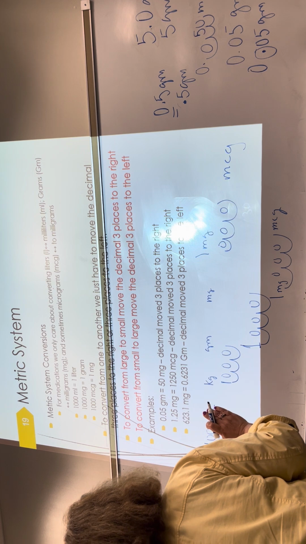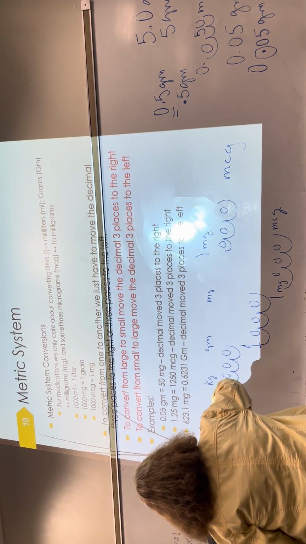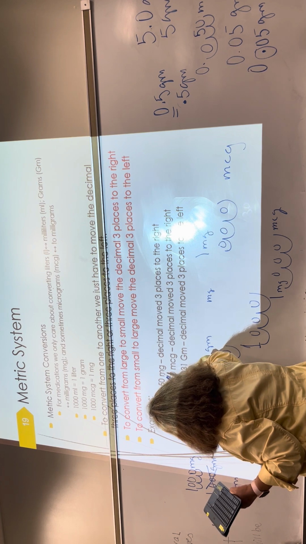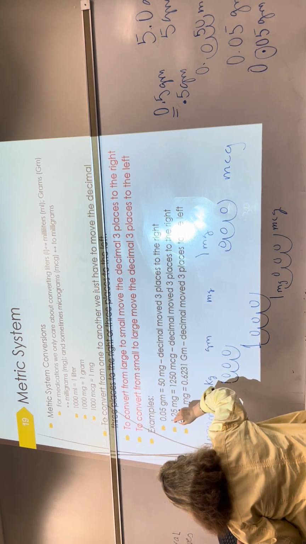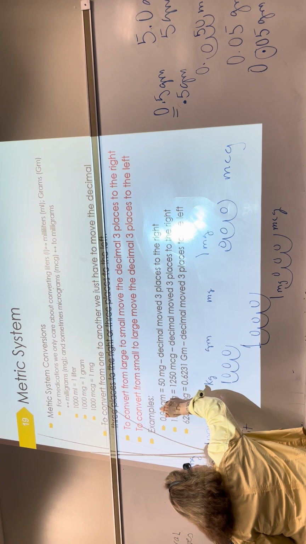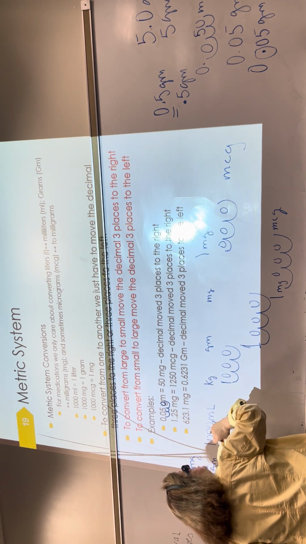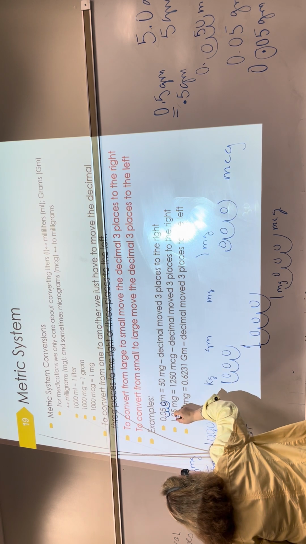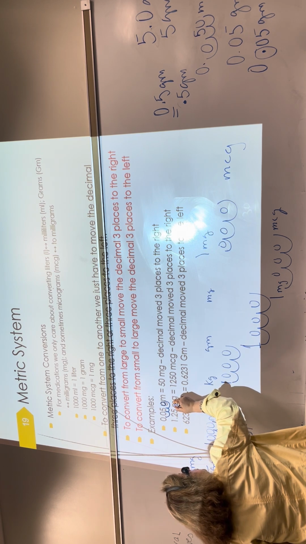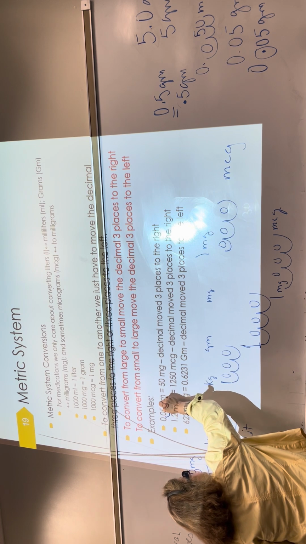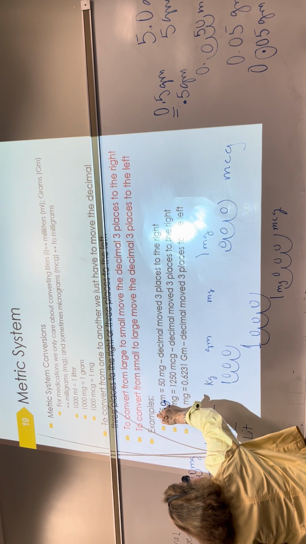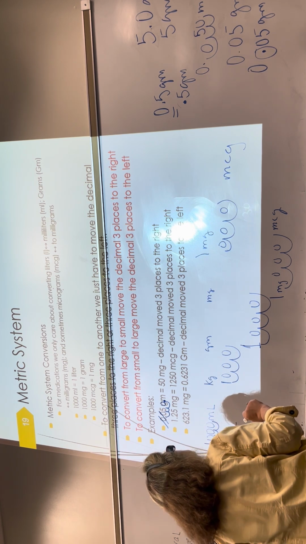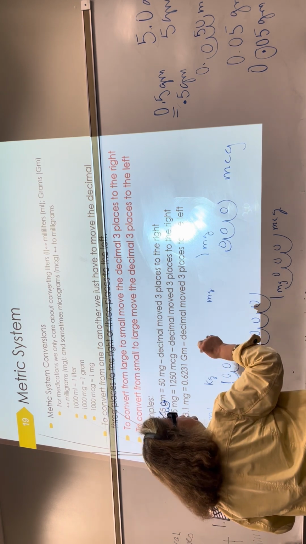I think we said this already. Examples: if we have 0.05 gram and we go into milligram, milligram is smaller, so I go 1, 2, 3. It's going to be 50 milligram. The decimal moved 3 places to the right.